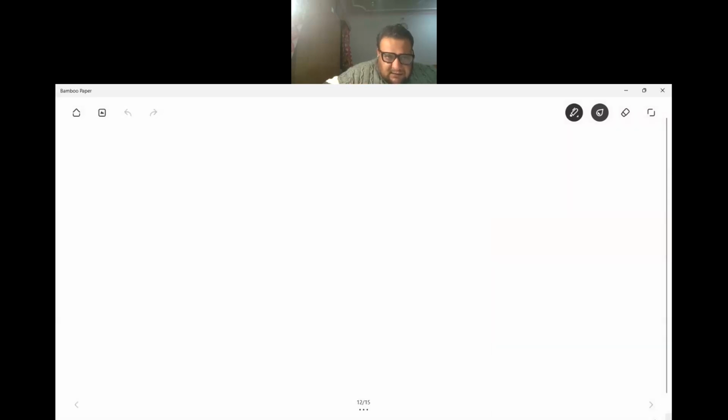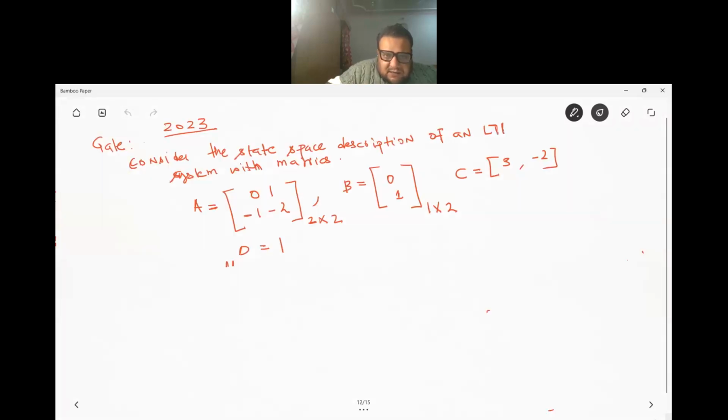But now let's analyze the GATE problem, how they arise. Consider the state space representation of an LTI system with matrices. This was asked in GATE for 2 marks. So the values here have been given. The A value is 0, 1, minus 1 and 2. And now what do we want? I have written the complete problem.